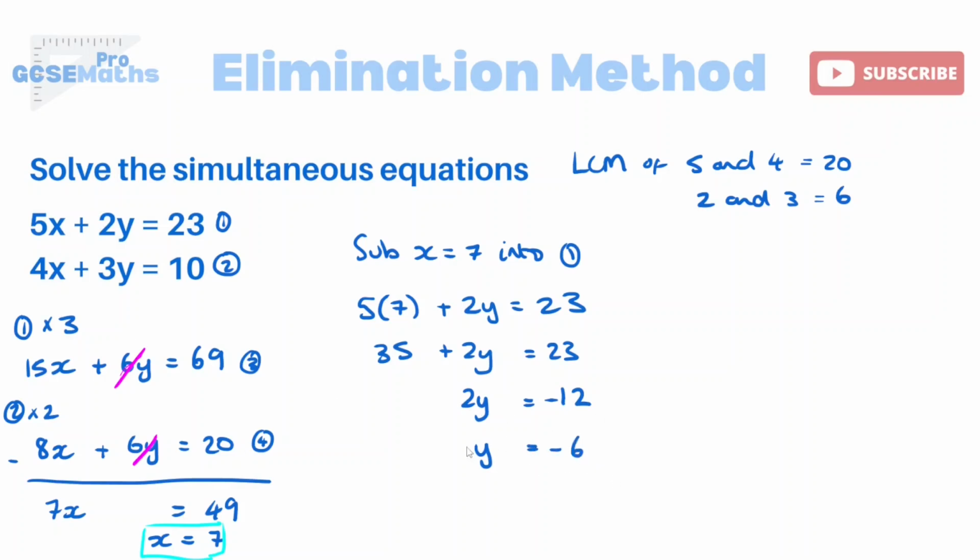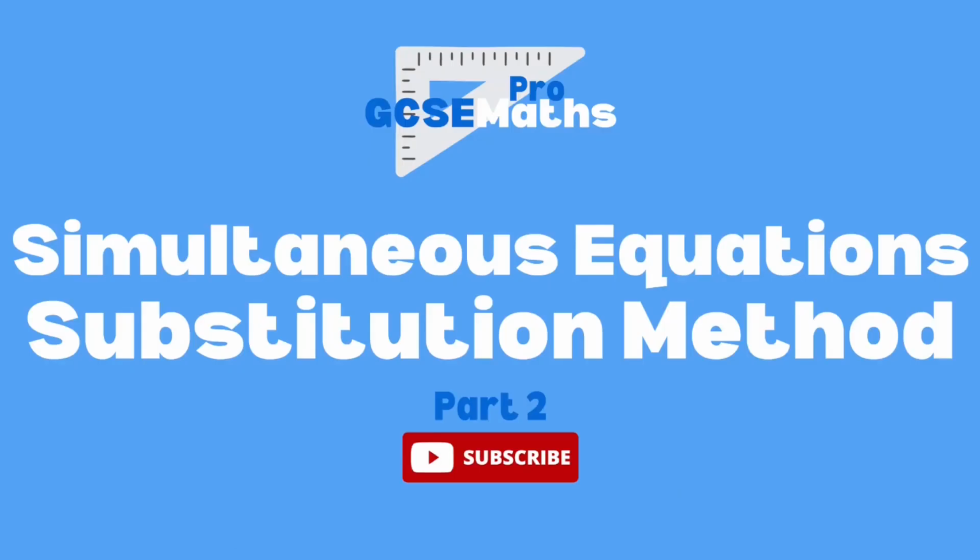So you can see the second bit's always much easier. Once you've already got one value, the second value is pretty easy to find. You just have to kind of fight through to get the first value, right? So those are my answers. X is 7, y is minus 6. Okay, you can kind of start to get a rhythm of this, and it starts to get a little bit faster as you work through more questions.